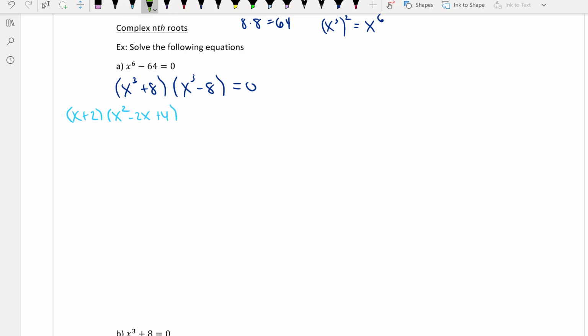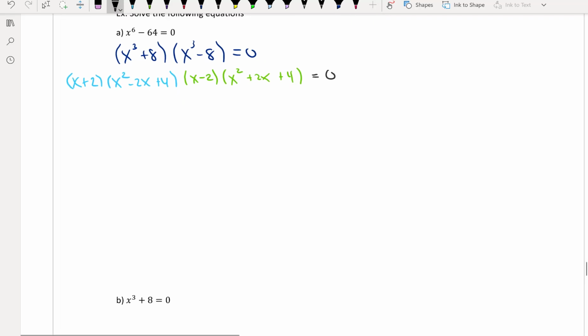Now the x to the 3rd minus 8. Well, since it's subtraction, then it would be x minus 2. So that would give me an x squared plus 2x plus 4. And all of that is equal to 0. So now I have each one equal to 0. So maybe I'm just going to rearrange it so it's a little bit easier on the eyes.